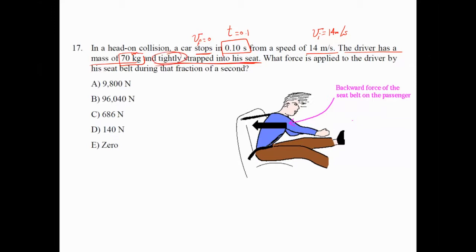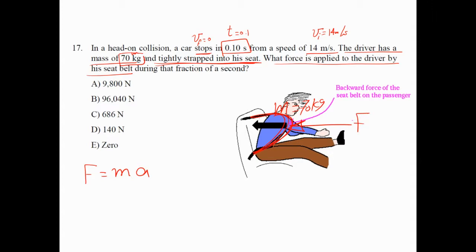If you attach it very tightly, it will prevent your inertia, so you will not hit the steering wheel or the windshield. What force is applied to the driver by the seat belt? We said there is a force applied by the seat belt. What is this force? I know force equals mass times acceleration. So you are the object, your mass is 70 kilograms, and this seat belt applies a force on you.